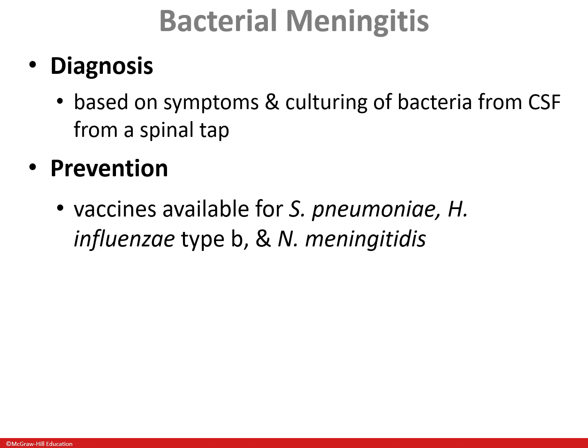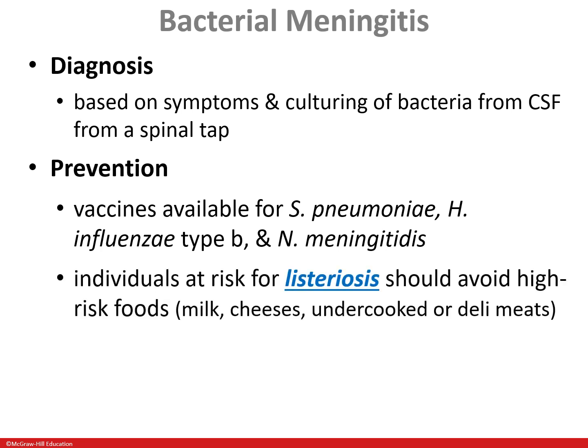So in that case, you have multiple serotypes, and that's partly why the vaccine production for that particular group has been so elusive. If you want to avoid listeriosis, avoid high-risk foods. So think unpasteurized or undercooked deli meats, things like that.